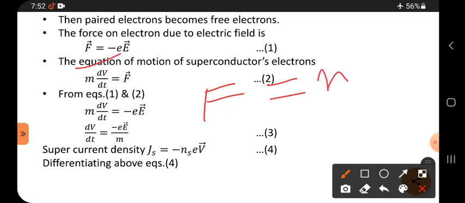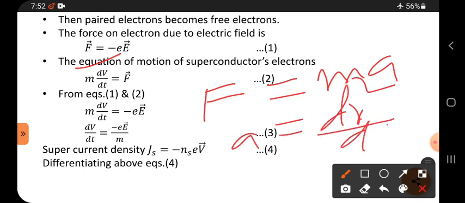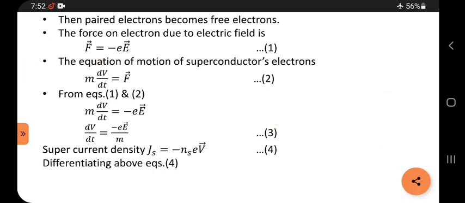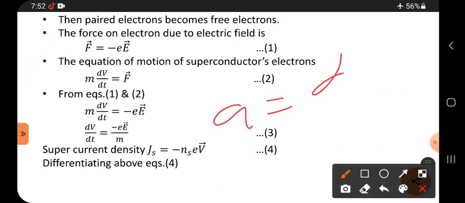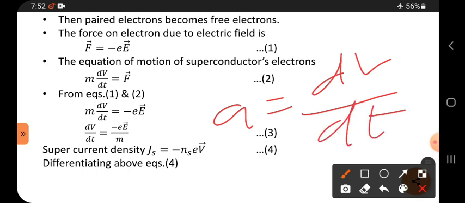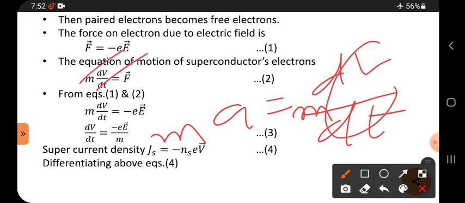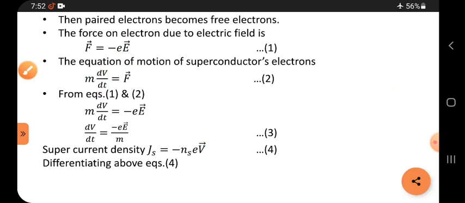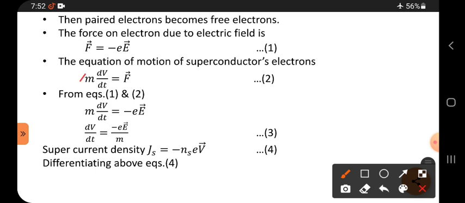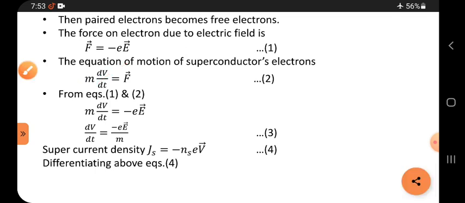Newton's second law, we know, is F is equal to ma. a can be written as d square x by dt square in terms of distance, or in terms of velocity a can be written as dv by dt. So ma is m into dv by dt, which is simply mass into acceleration. So force is equal to mass into acceleration. It is Newton's second law.